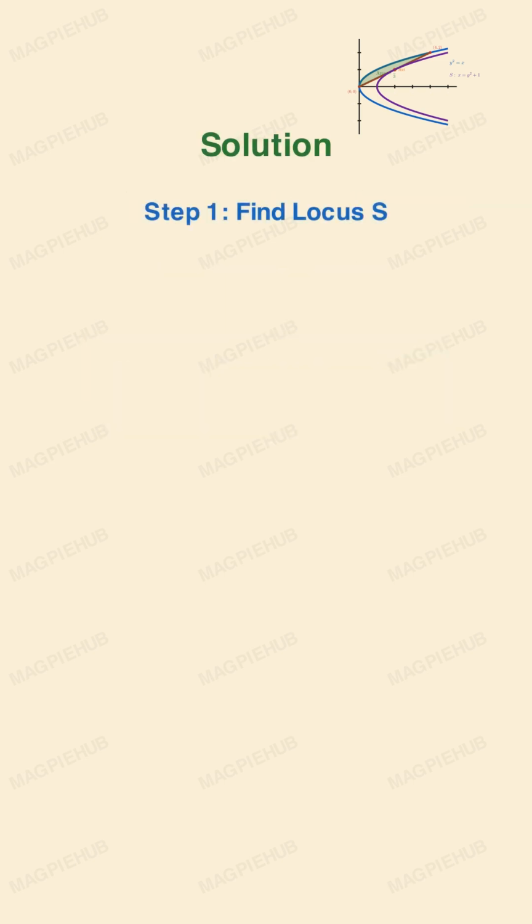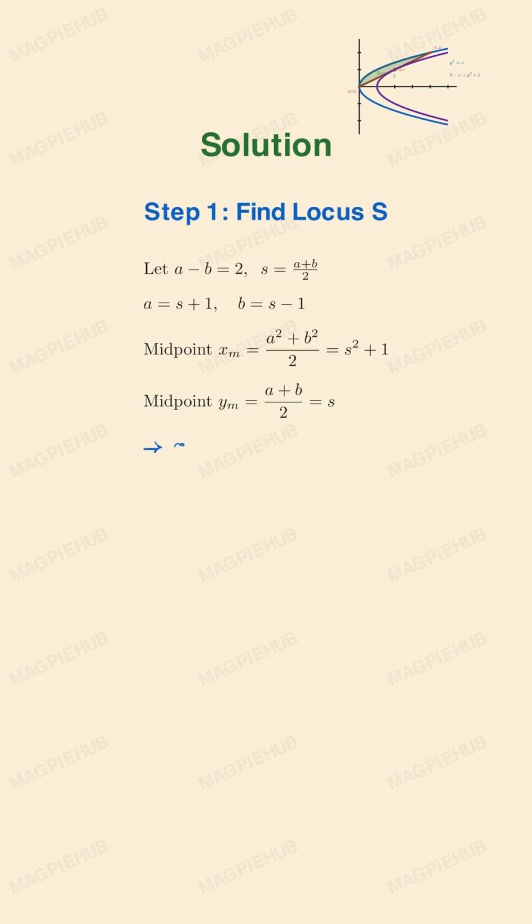Step 1. Find the locus S. Let a minus b equal 2, and define s as (a plus b) over 2. Then a equals s plus 1, b equals s minus 1. The midpoint x coordinate is (a squared plus b squared) over 2, which simplifies to s squared plus 1. The midpoint y coordinate is (a plus b) over 2, which is s. Eliminating s, we get the locus x equals y squared plus 1.